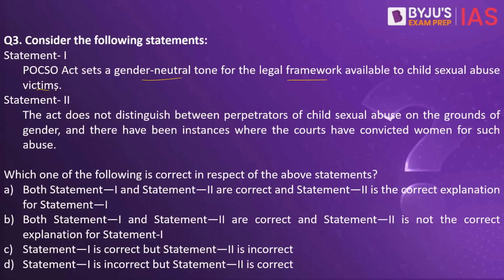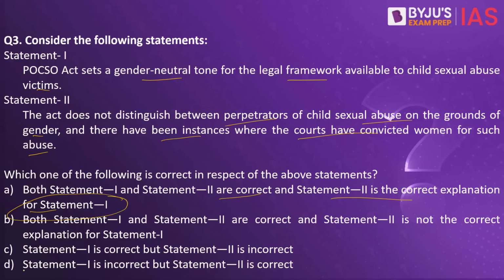Statement 2. The Act does not distinguish between perpetrators of child sexual abuse on the grounds of gender, and there have been instances where the courts have convicted women for such abuse. Which one of the following is correct in respect of the above statements? Both Statement 1 and Statement 2 are correct, and Statement 2 is the correct explanation for the Statement 1.